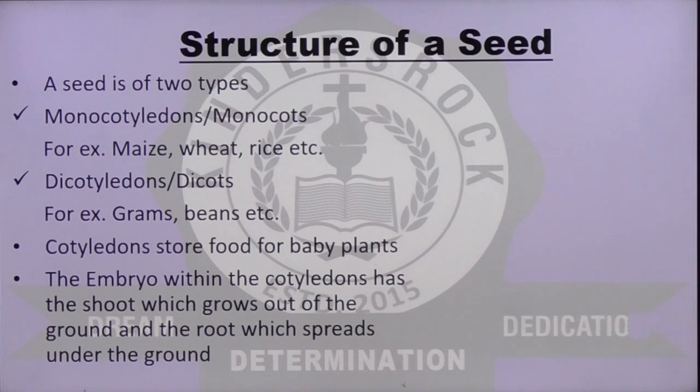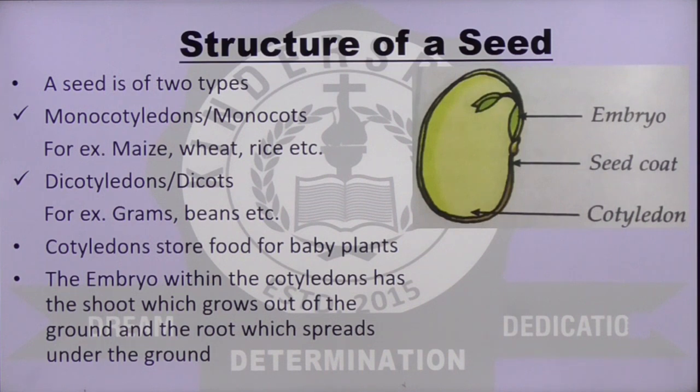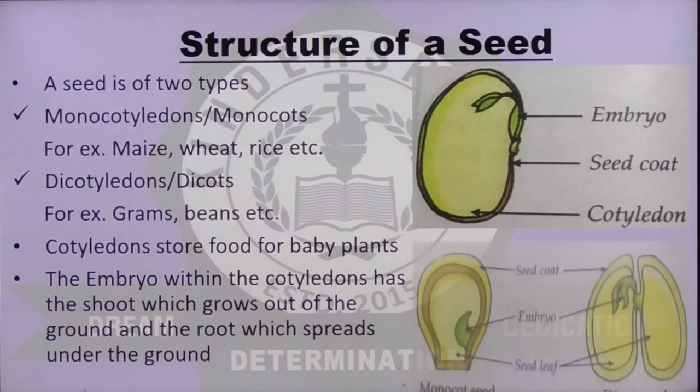The embryo within the cotyledons has a shoot which grows out of the ground and a root which spreads under the ground. Let us look at this figure. It is a figure of a seed. You have the cotyledons, and then you have the seed coat, and within the cotyledons you have the embryo. The seed coat is the outer covering of the seed which protects the cotyledon and the embryo.